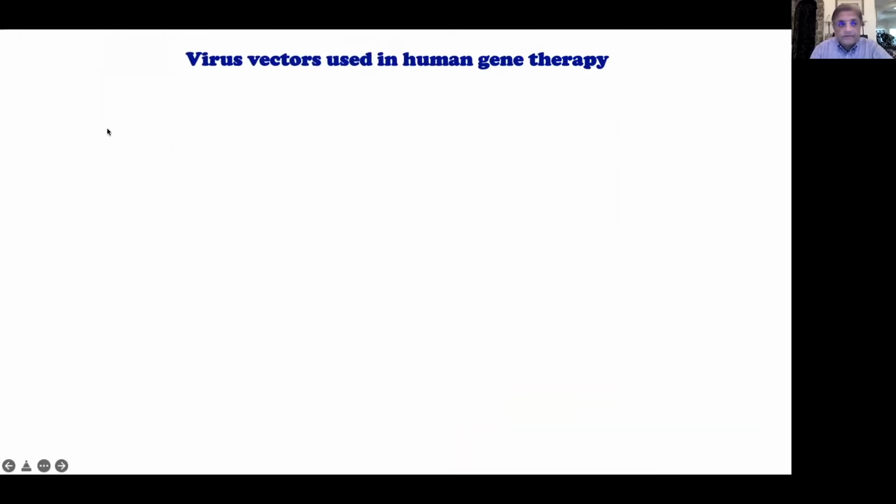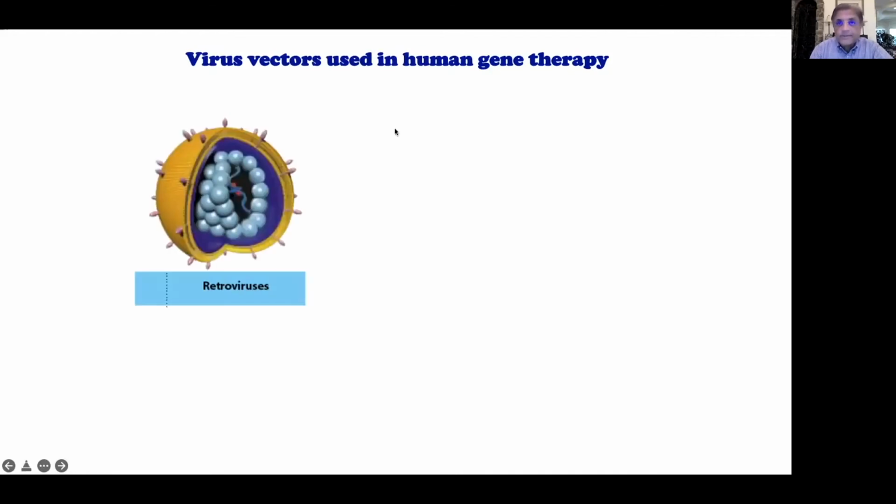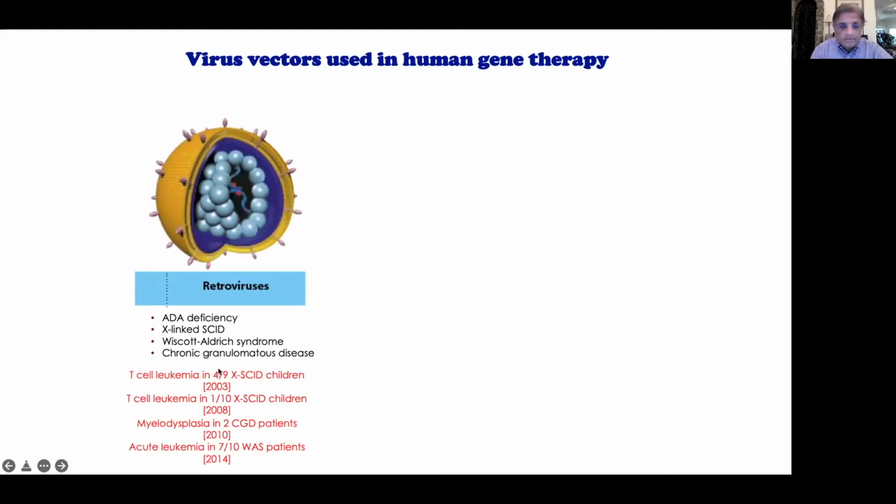So I'm just going to very briefly summarize what I've told you so far. These are the vectors that have been used in human gene therapy. The first group of vectors was based on mouse retroviruses. Initially, they showed clear signals of efficacy in treating a number of diseases: ADA deficiency, X-linked SCID, Wiskott-Aldrich syndrome, and chronic granulomatous disease. But unfortunately, several cases of acute leukemia were observed in every single disease. So retrovirus vectors have essentially been abandoned.